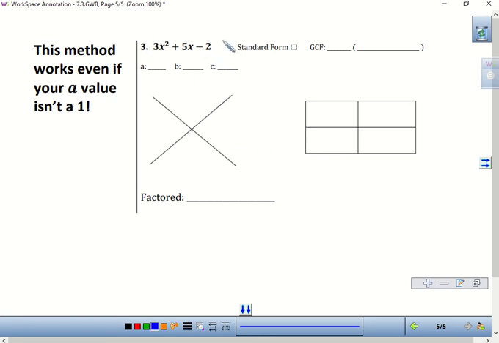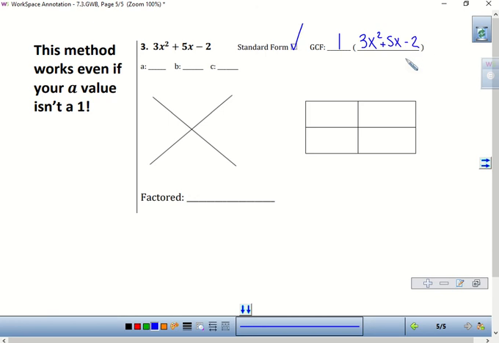So the first thing I want you to do is look at this and see if it's in standard form. What do you think? Yes, it is. And is there anything we can factor out of this? Are there any common factors of 3, 5, and 2? No. So the only GCF here is 1. If there's not a GCF, it's always 1. And then you're just rewriting the equation inside the parentheses.